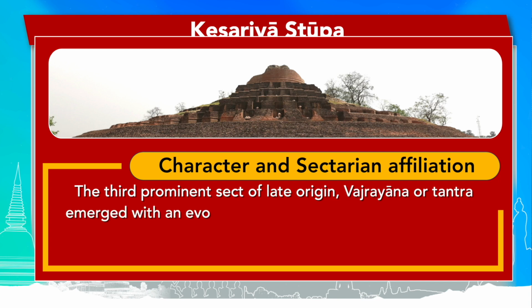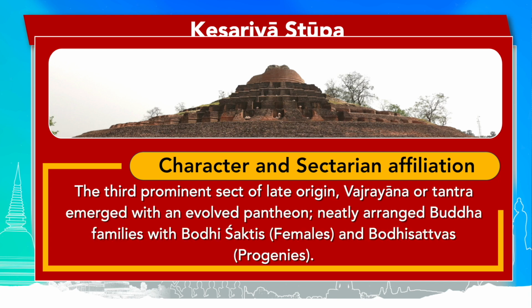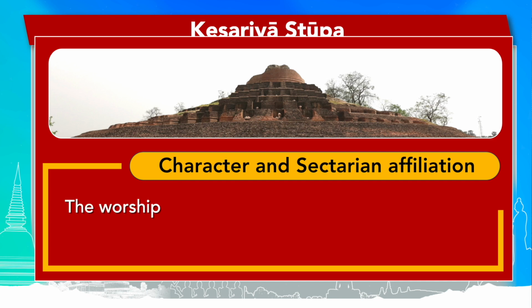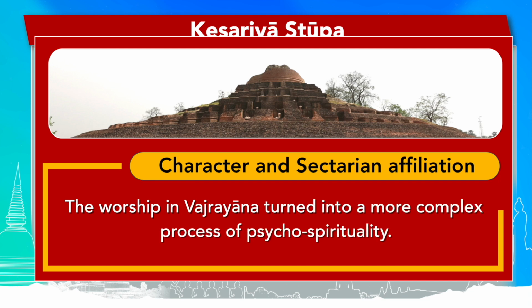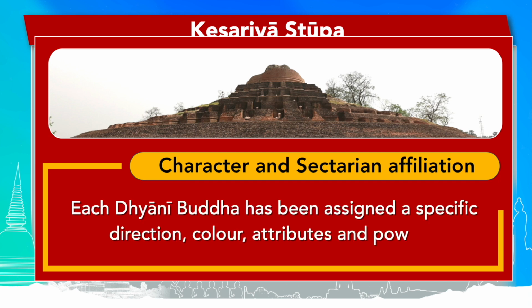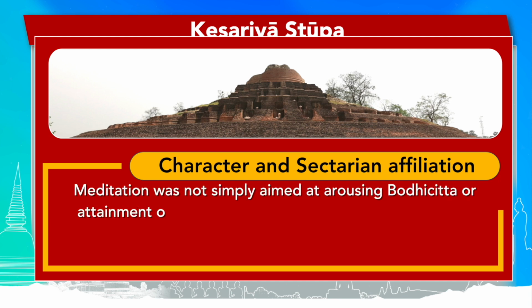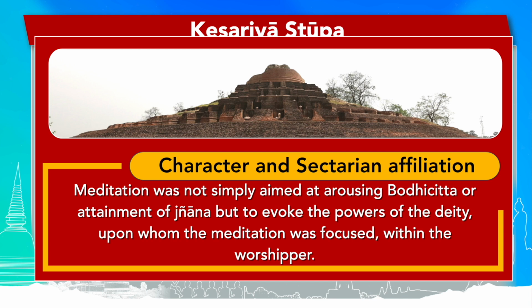The third prominent sect of late origin, Vajrayana or Tantra, emerged with an evolved pantheon, neatly arranged Buddha families with Bodhishaktis like female goddesses and Bodhisattvas, their progenies. The worship in Vajrayana turned into a more complex process of psycho-spirituality. Each Dhyani Buddha has been assigned a specific direction, color, attributes and powers. Meditation was not simply aimed at arousing bodhicitta or attainment of jnana, but to evoke the powers of the deity upon whom the meditation was focused within the worshipper.